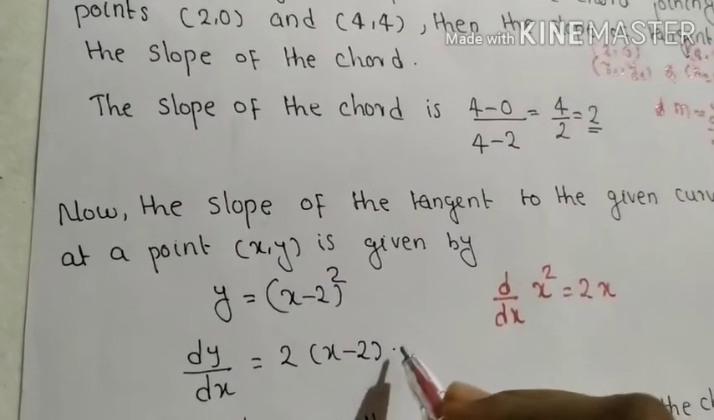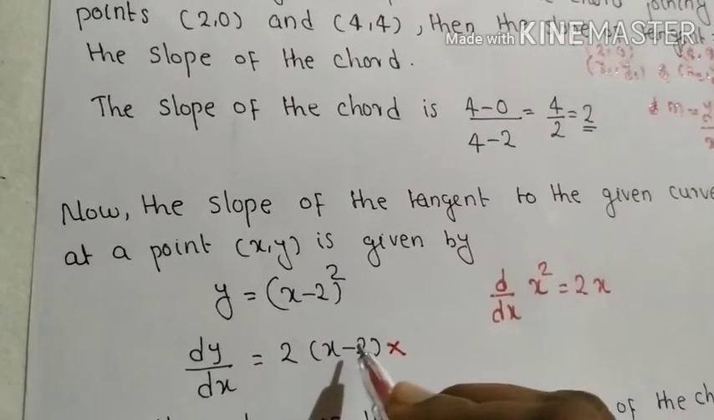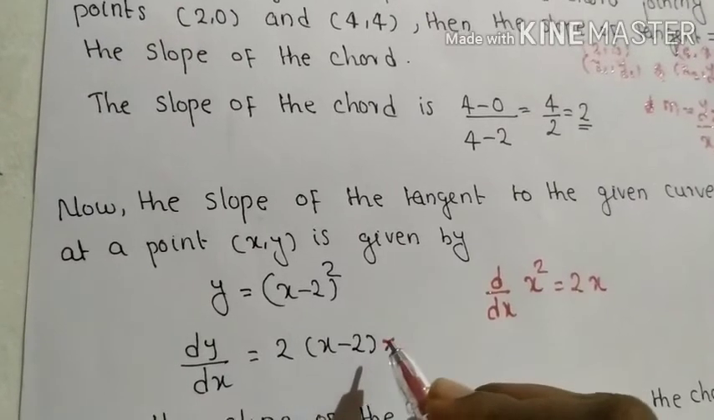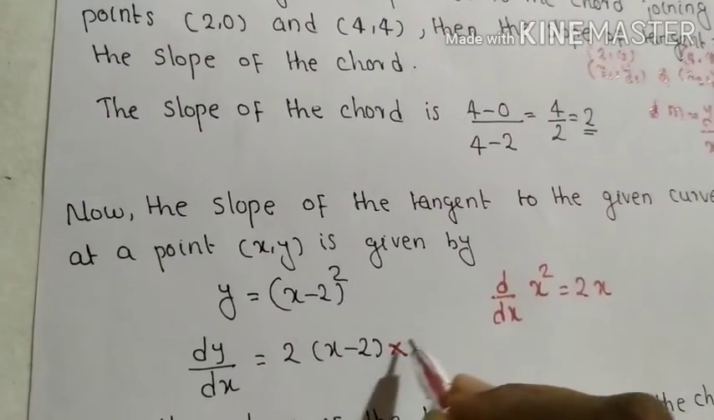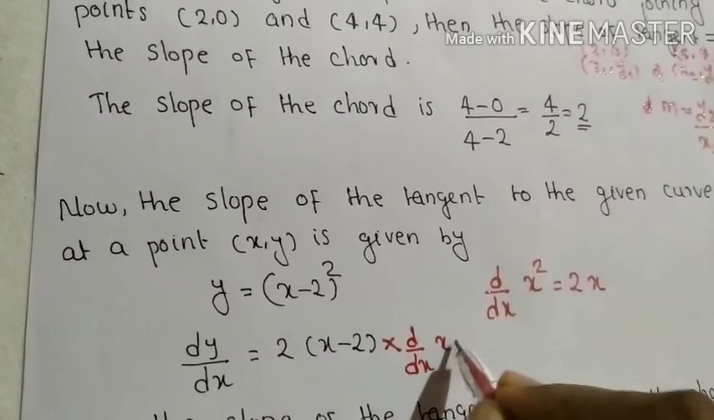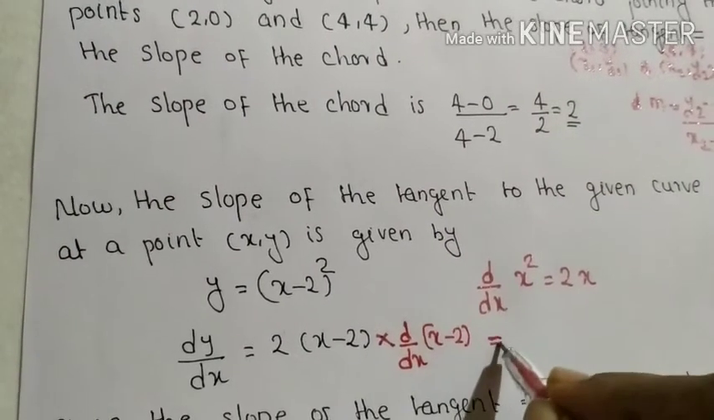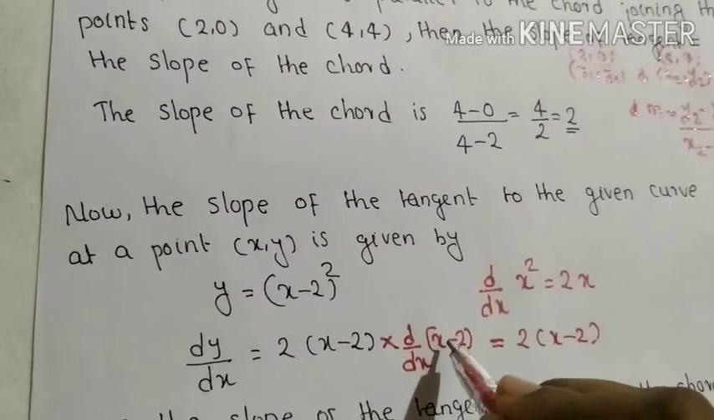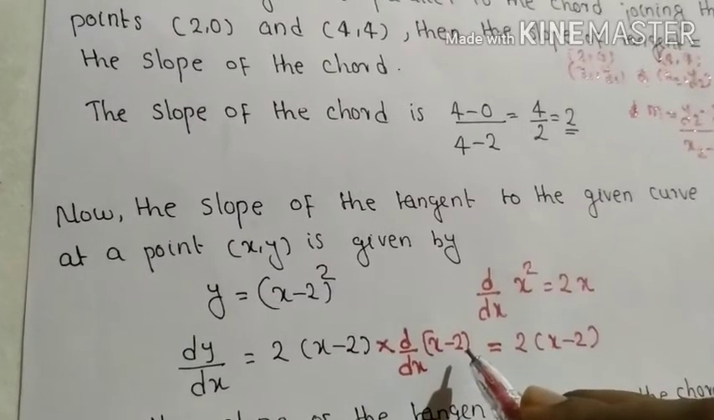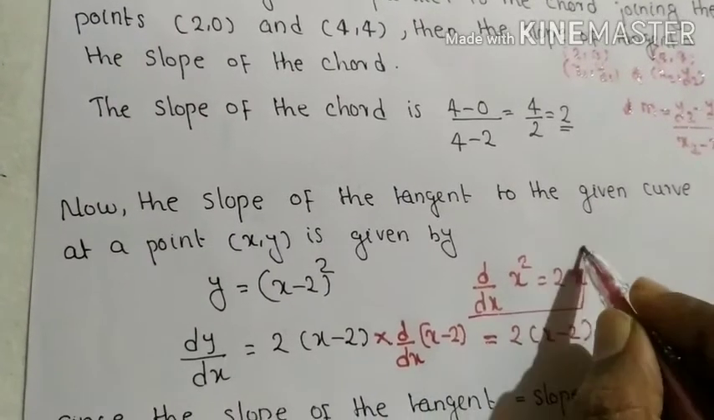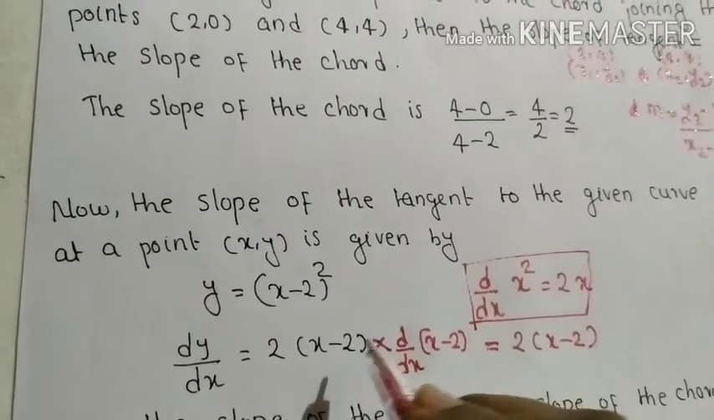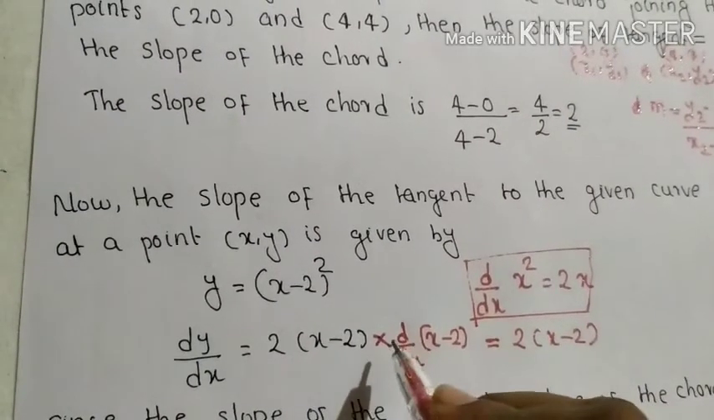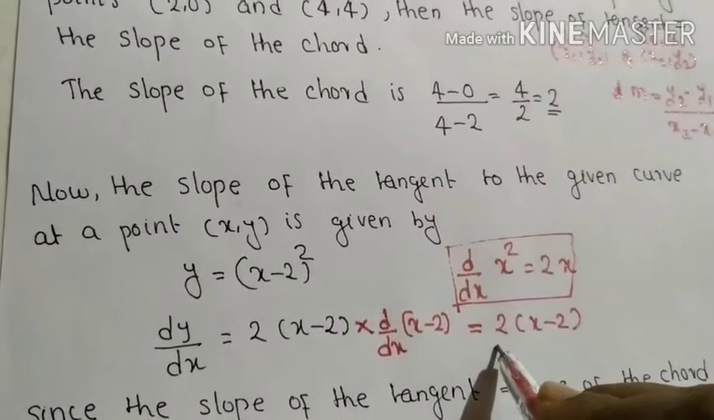And into, x minus 2 is another function, right? So here I am going to use the chain rule. We need to find the derivative of x minus 2, which will be equal to 2 into (x minus 2) into, derivative of x is 1 and derivative of 2 is a constant, and we know that the derivative of a constant is equal to 0. So here we get only 1. So 2 into (x minus 2) into 1 is simply 2 into (x minus 2).